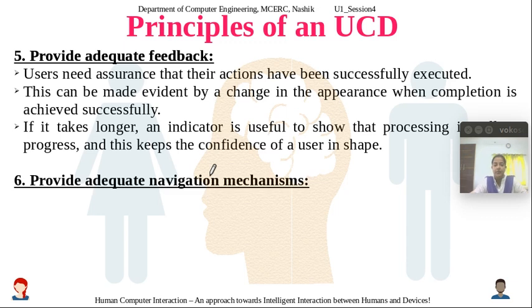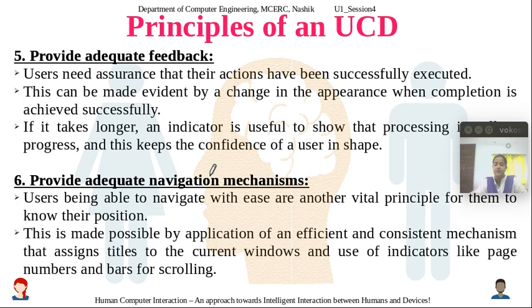Next is provide adequate navigation mechanisms. It means your system should be able to provide some navigation mechanisms to your user. For example, again I will take the example of Subway Surfer. Whenever you install Subway Surfer for the first time, there will be some navigation feedback to you, like now you have to move up, now you have to move down, you have to scroll left or right. So this is possible.